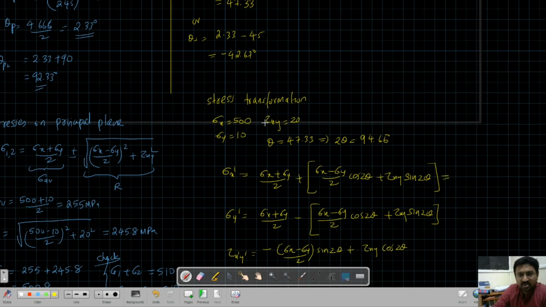Now if I substitute these values, sigma x, sigma y, tau xy, what you get is 255 MPa. So I am not doing that. If I substitute these values, I'll again get something around 255 MPa. These are approximate values. You can calculate this, and when I substitute this, what I will get is minus 245.81 MPa.